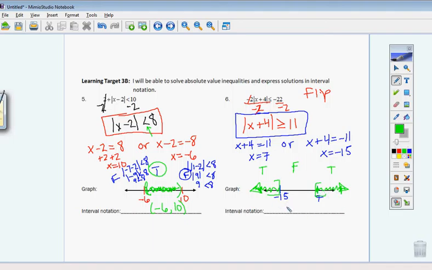But then interval notation, here we go. Practicing this a lot, from left to right. How far left do I go? Well, that's all the way to negative infinity. And I keep going all the way to negative 15. I put a bracket because I include that. Union, start at 7 then. 7 to infinity. And there we are, okay?